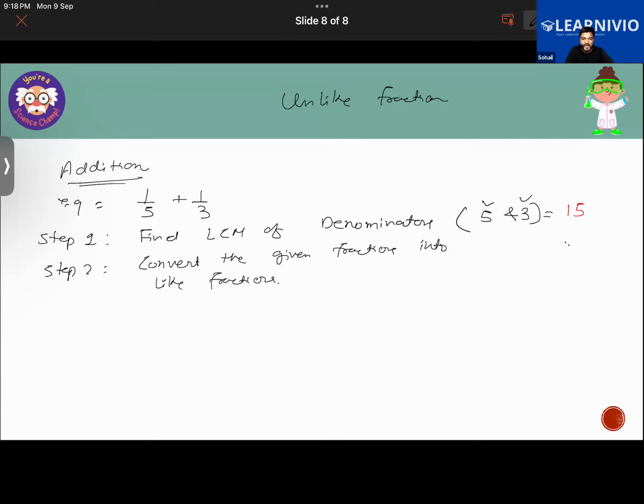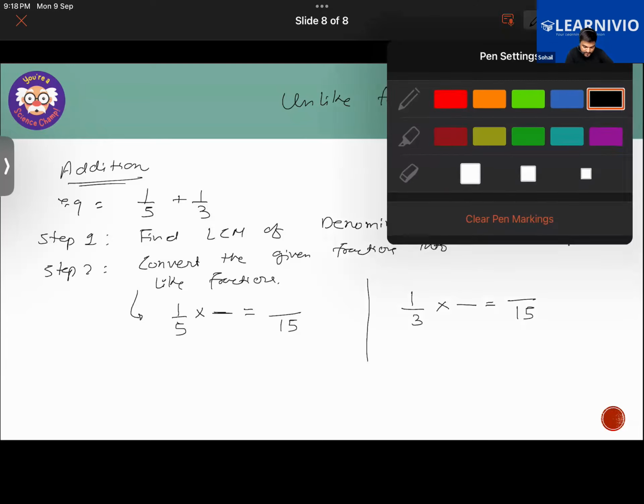Getting it now? We have to convert the given fractions to like fractions by writing the equivalent fractions of the given respective fractions such that their denominators remain the same. So here it will be 1 upon 5. What should I multiply the numerator and denominator with so that I get the denominator 15? And for 1 upon 3 also, with what number should I multiply its numerator and denominator so that I get 15 in the denominator?